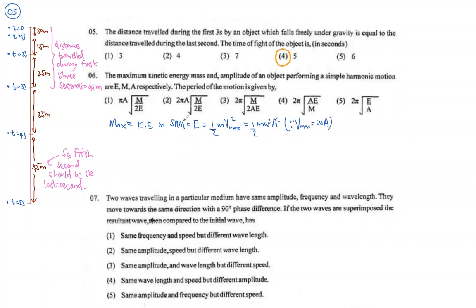All right. And what else have they given? They have given mass, capital M. So let's go with capital M. And amplitude is given as A. Now, the period of oscillation is what they are asking us to find out.